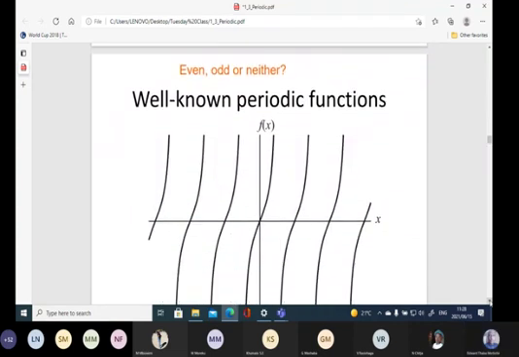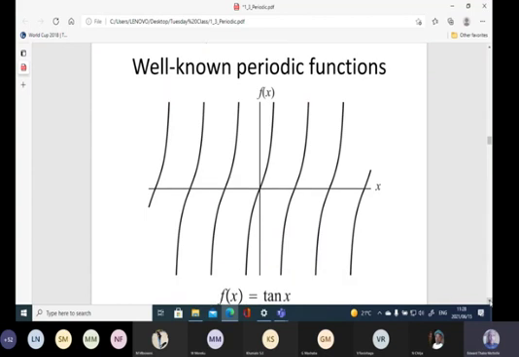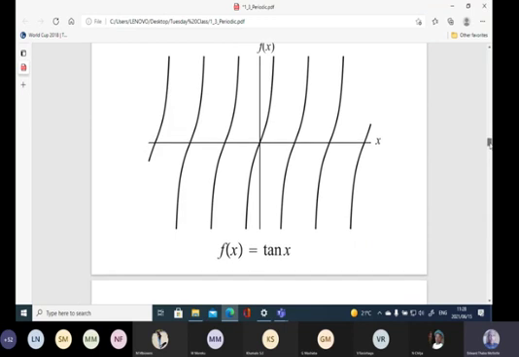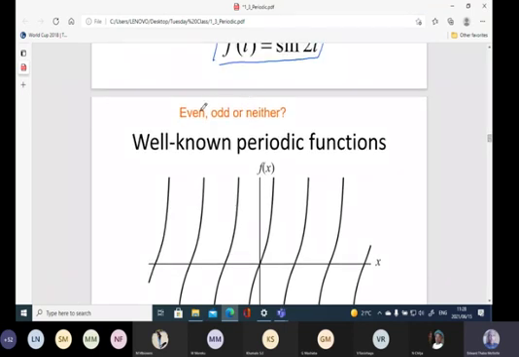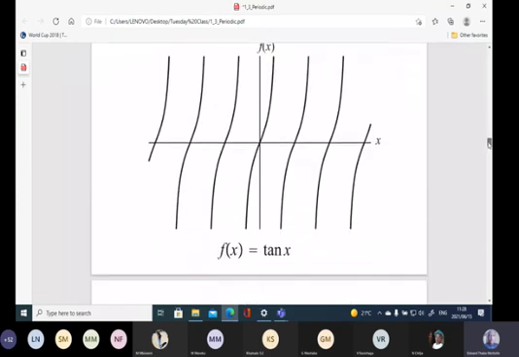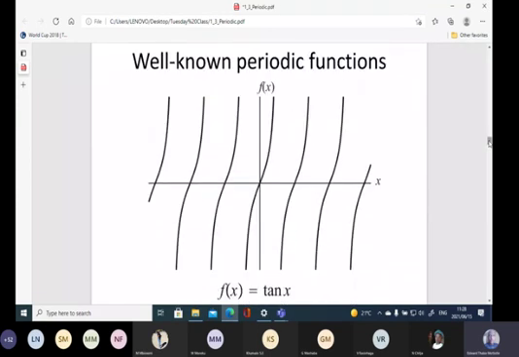Now we have tan x, and if you check here on top also, they are asking if the given function is odd or even or neither. You have to check that. So the answer here is that it will be an odd function.